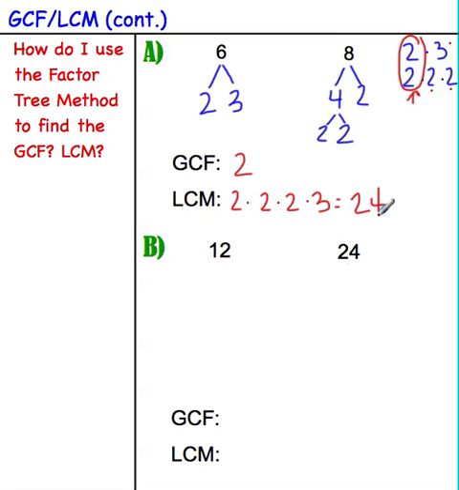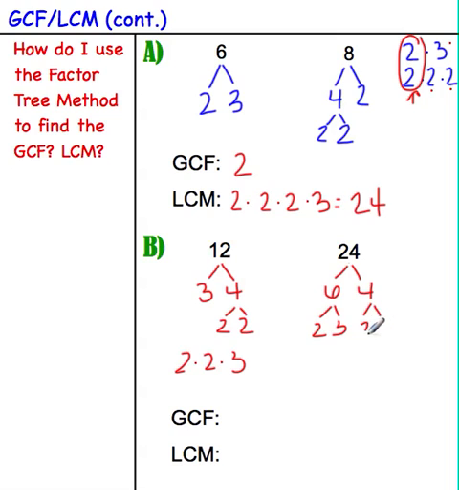Looking at the next example, we have 12 and 24. 12, I know, breaks into 3 times 4, and 4 into 2 times 2, which means that I have 2 times 2 times 3 for the prime factorization. 24, I can do 6 and 4. 6 breaks into 2 and 3, 4 into 2 and 2, which means I have 2 times 2 times 2 times 3.